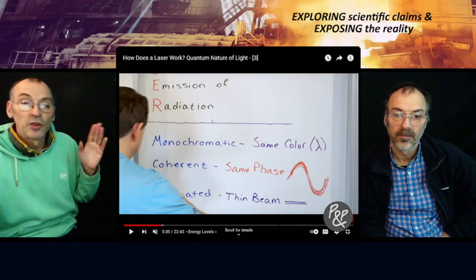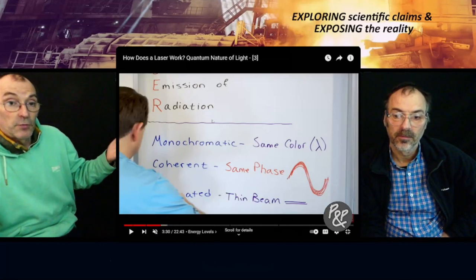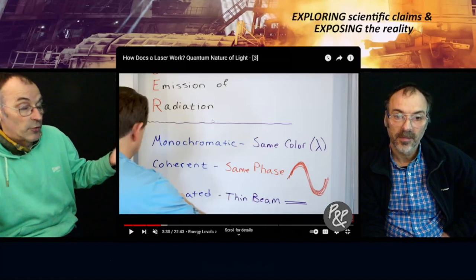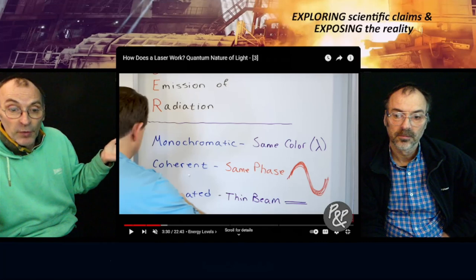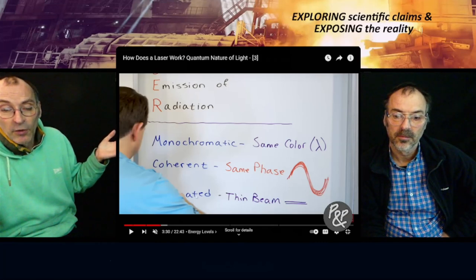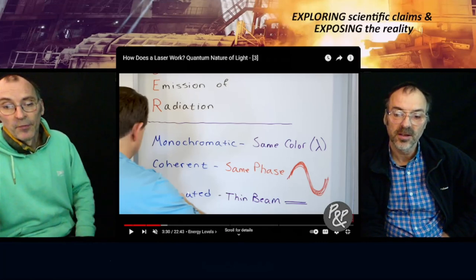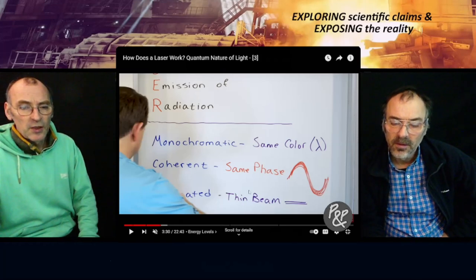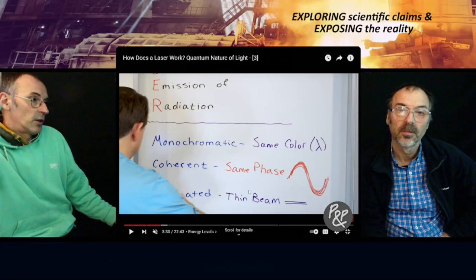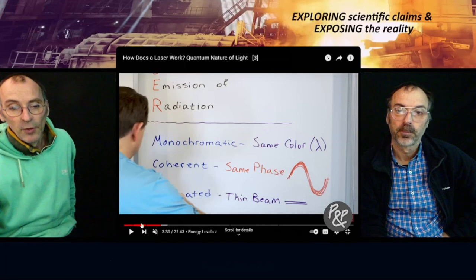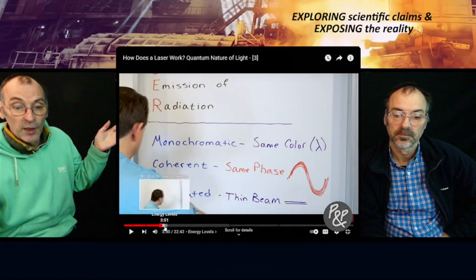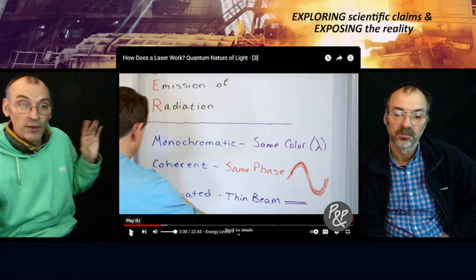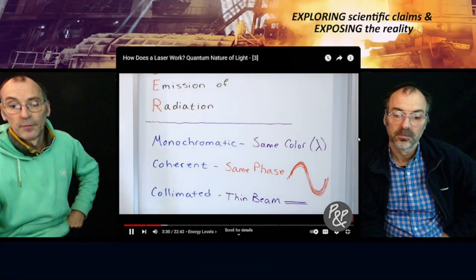Here we go. So he's spoken about what a laser is, the acronym, what it stands for. And he's talked about the three properties, monochromatic, coherent, and I can't remember, concentrated or something like that. I think it's a thin beam. It doesn't splay out like a normal light beam. So let's listen to him on the next section, which is all about energy levels.